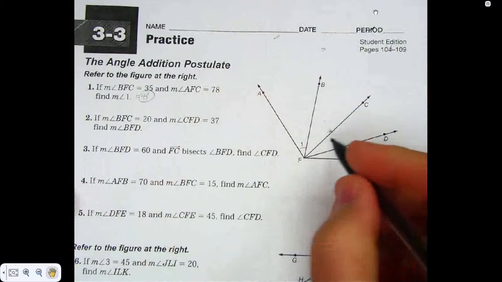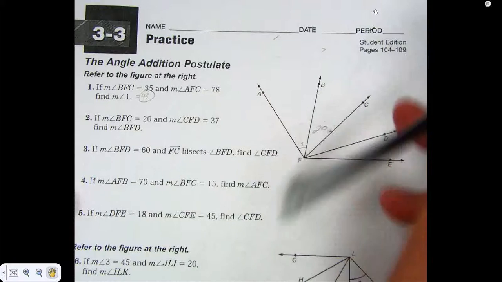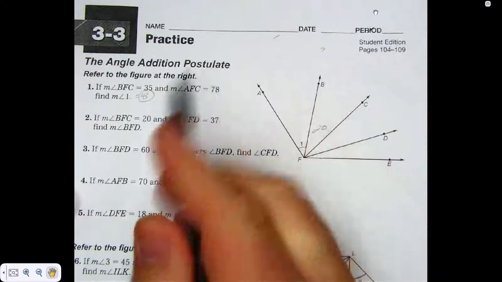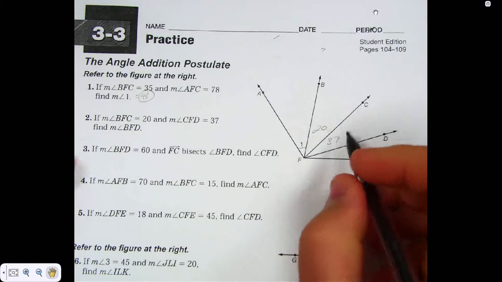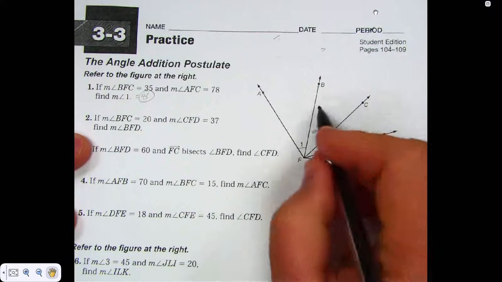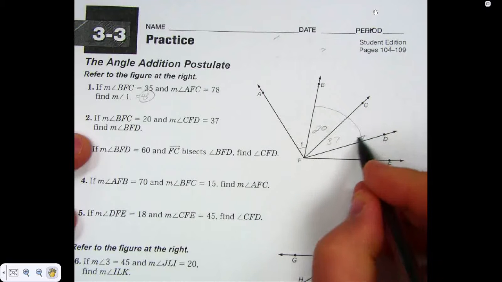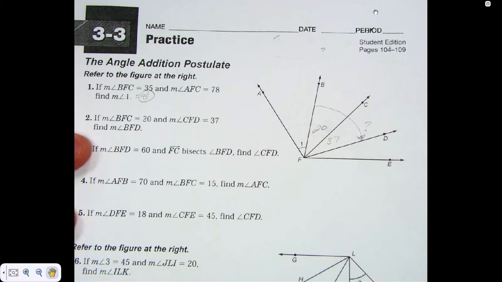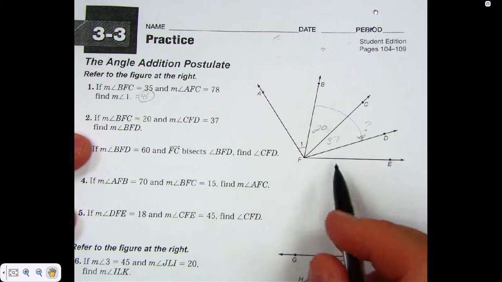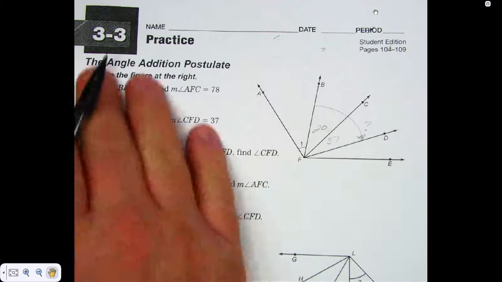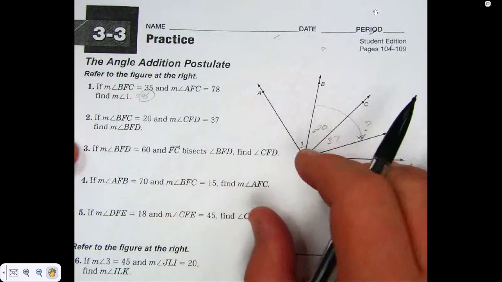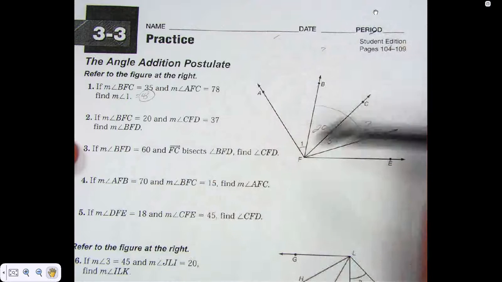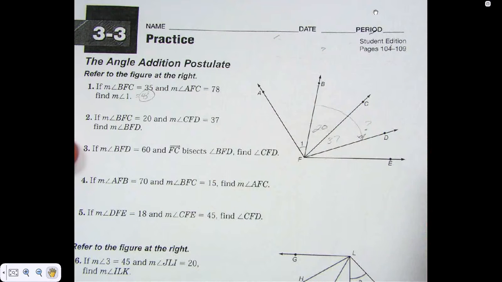BFC is 20. Okay, so see, that's why we need an eraser. And CFD is 37. What is the measure of angle BFD? So they want to know that one. You can do stuff like this on your own paper. If you have a pen on you, draw your picture in pen. If you have an assignment with 10 problems that deal with the same picture, draw your picture in pen, and then you can label it in pencil and erase and go on to the next one, right?